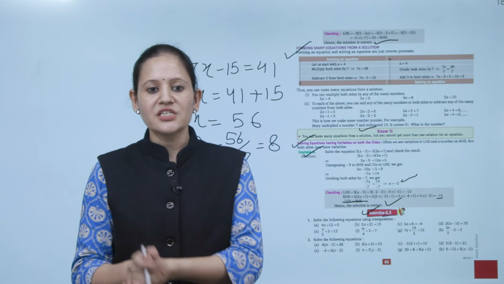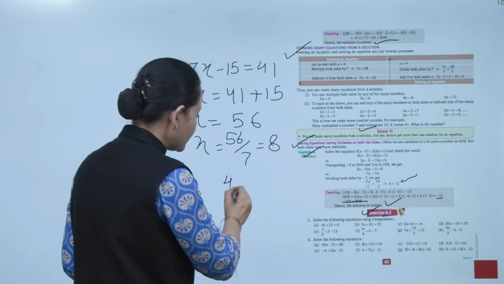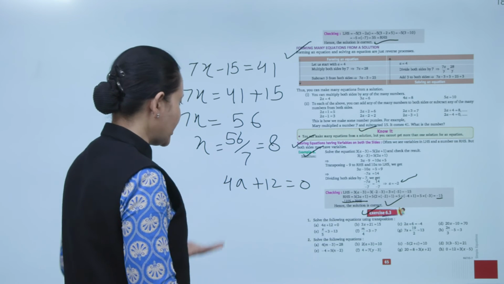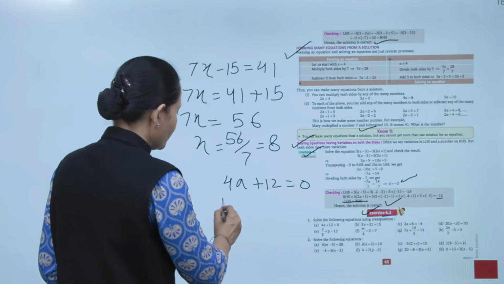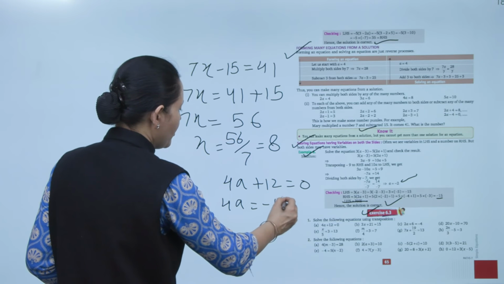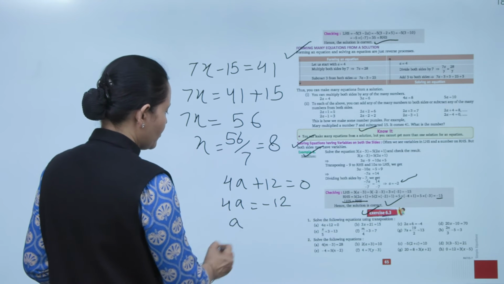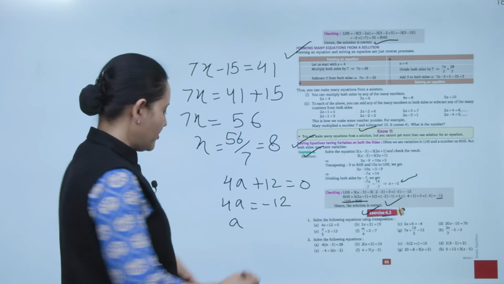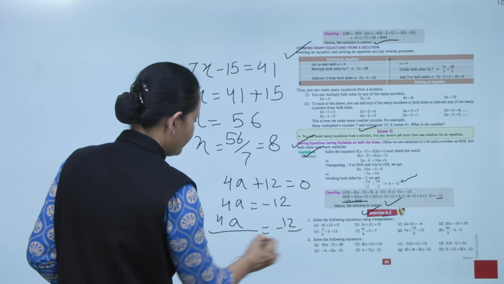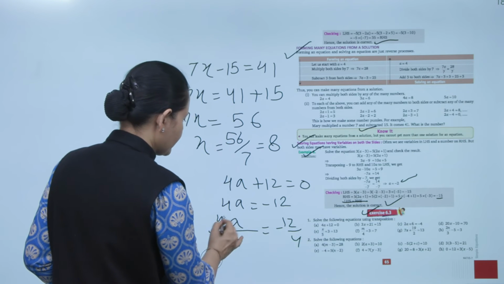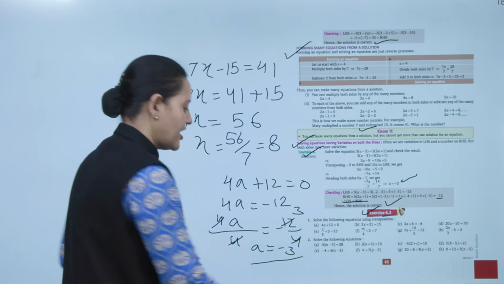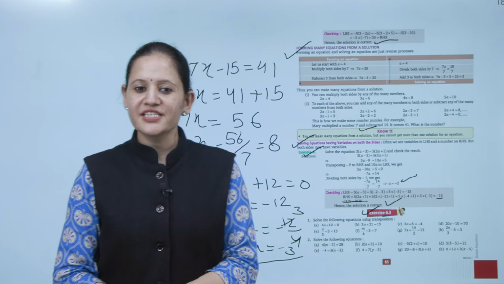Solve the following equation using transposition. So our equation is 4a plus 12 equals 0. So now what we'll do? We'll put the variable on one side and the constant on the other side. So we'll transpose 12 from the left hand side to the right hand side. So the sign will change, that is equals minus 12. Now we have to find the value of a. What we can do? We can divide both sides by 4. So a equals minus 3. That is our answer. Clear? Practice all the questions of this exercise.